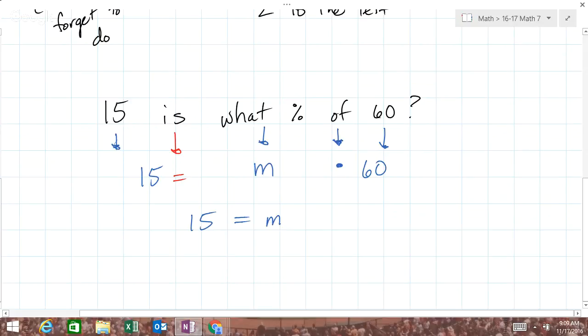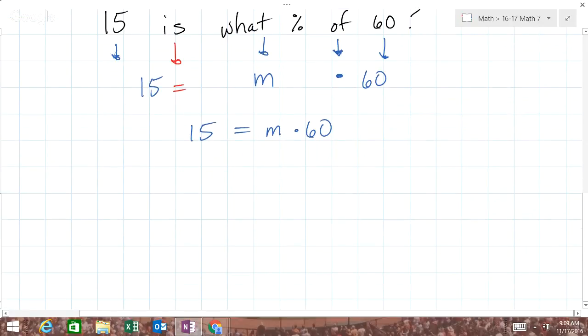15 equals M times 60. That is what we've done. We've translated it from a word problem into an equation. So now we have a simple one-step equation. Now think about this. We have a multiplication problem on the right-hand side. What is the inverse of multiply? Divide. So we're going to divide by 60 because we want that giant 1, don't we?